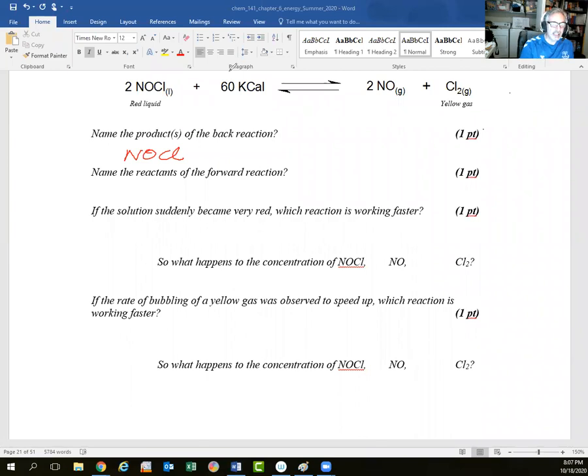Next question, name the reactants of the forward reaction. Again, the forward reaction is from left to right. This is what we're starting off with now. And we're starting off with the nitrosyl chloride. So we see how each reaction is the flip side of the same coin. Nitrosyl chloride can be the reactant or product depending on which direction, which reaction we're talking about. Left to right is the forward, right to left is the back.